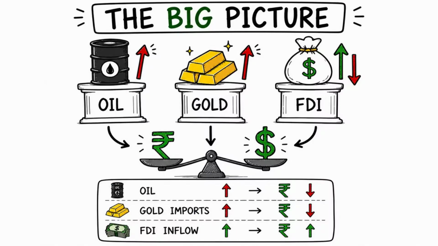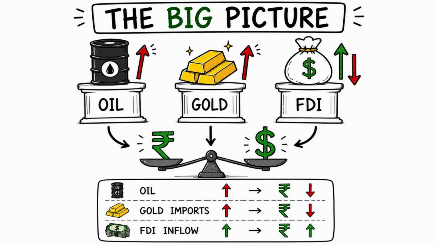So why does the rupee fall? Three major reasons stand out. First, India imports massive amounts of oil using dollars. Second, gold imports create additional dollar demand. And third, foreign investment flows can either strengthen or weaken the rupee depending on whether money is entering or leaving the country.